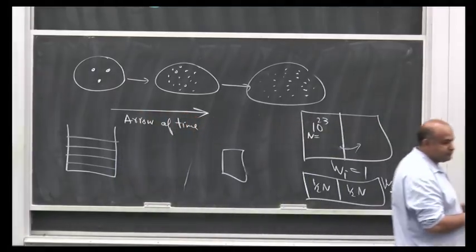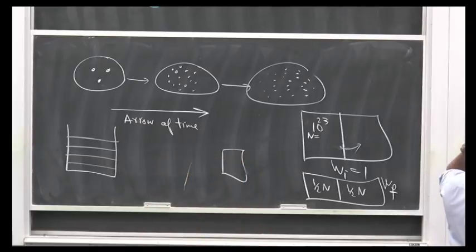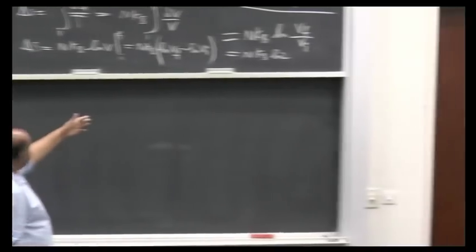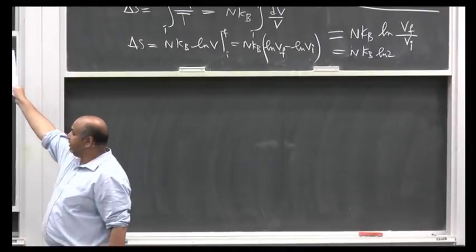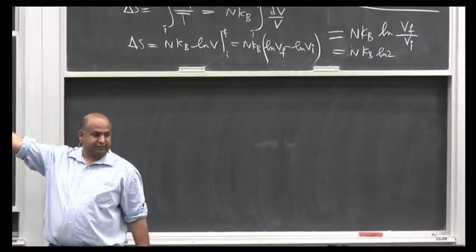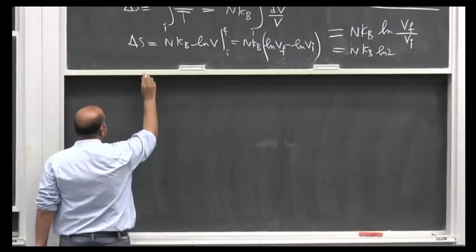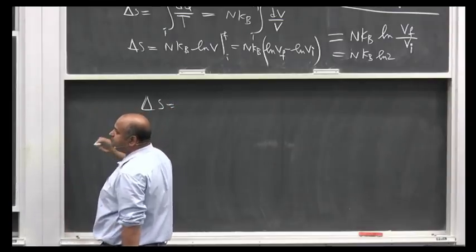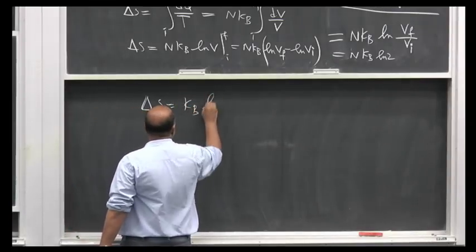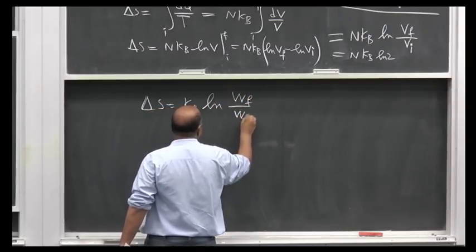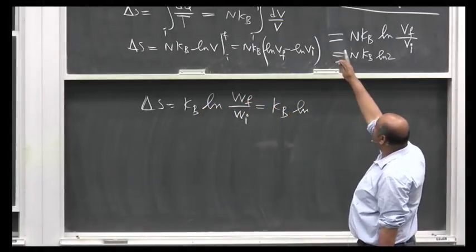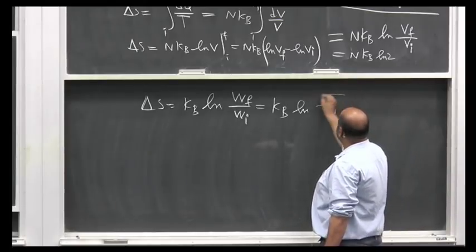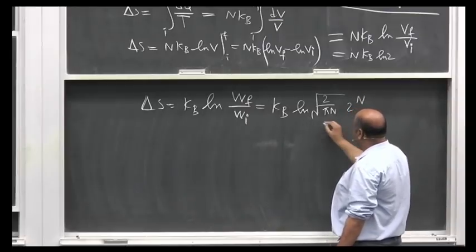So let's do this. Without WF you can't find the final entropy. There are two ways, because entropy is related to temperature as well, and entropy is related to the number of states as well. So let's do it from that formula. That's a good question. Take delta S from that expression: kB log WF by WI. WF is 2 over pi n, square root, 2 to the power n, and WI is 1.